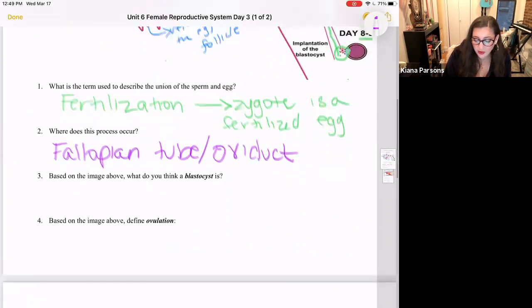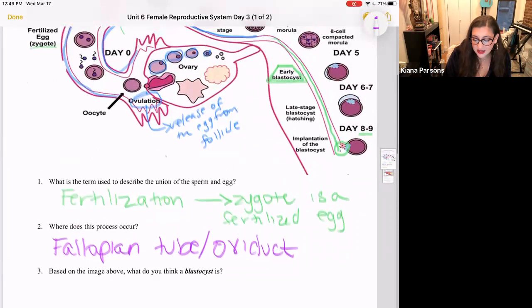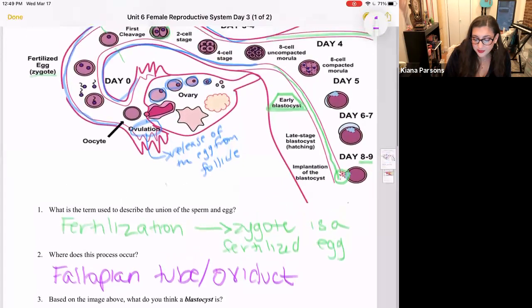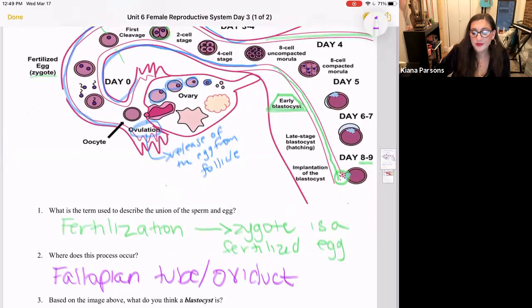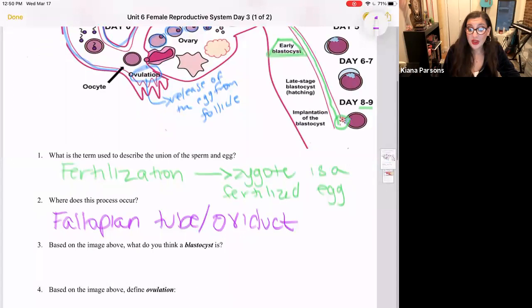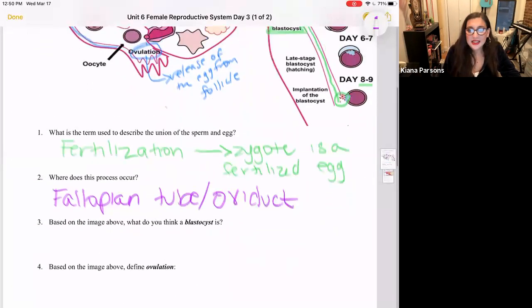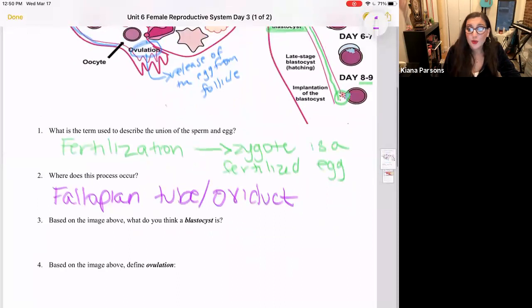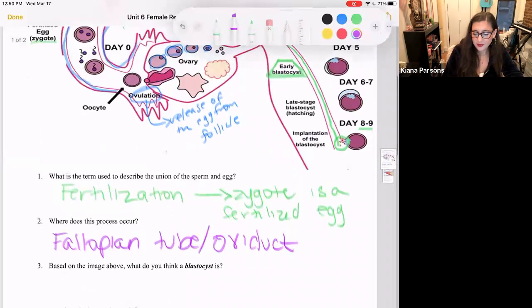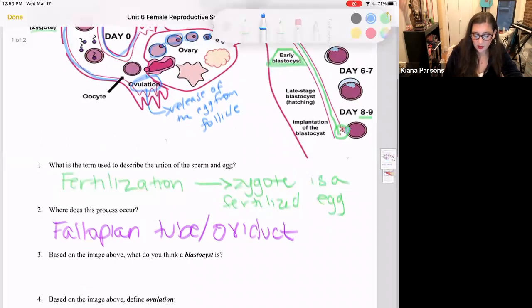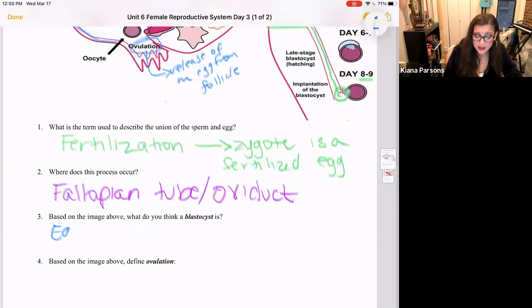Based on the image above, what do you think a blastocyst is? And just based on this image, what do you think it is? But the blastocyst, as you can see, is the rapidly dividing cluster of cells, like early on in pregnancy.